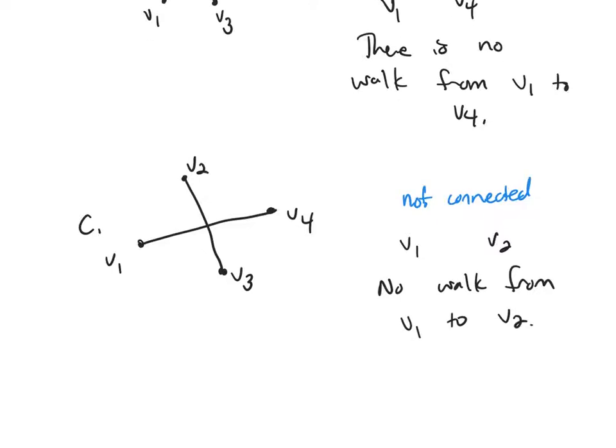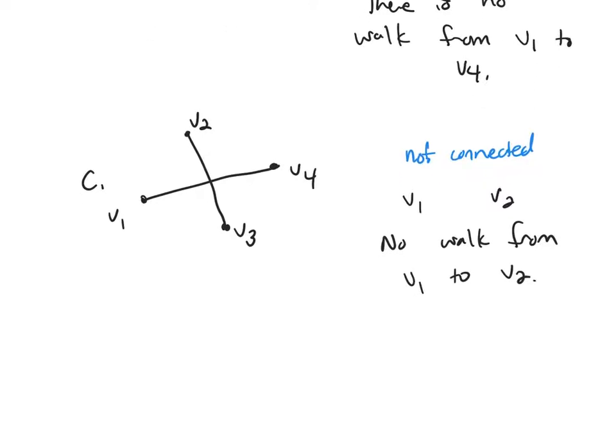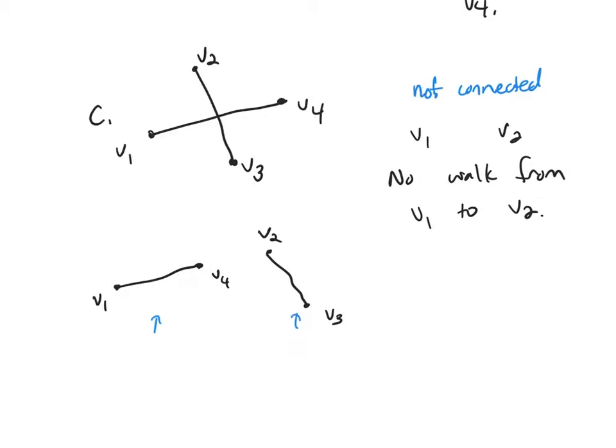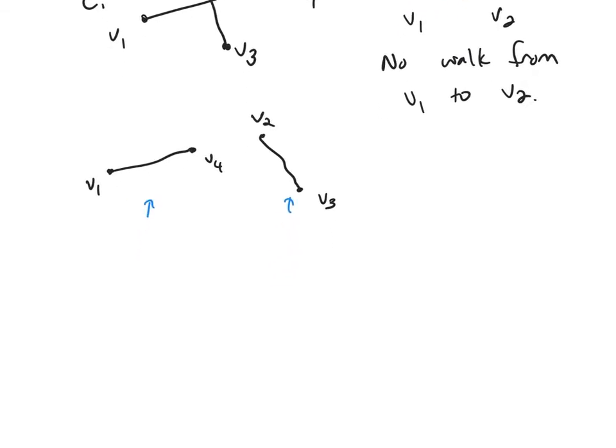So what you can really do is split this graph up into two pieces. You can think of it as being split up into V1 to V4 and V2 to V3. And each one of these pieces is connected. So these two individual parts, if I just look at them separately, each one is in itself connected. And so this kind of idea leads to something called a connected component. So let's define that.